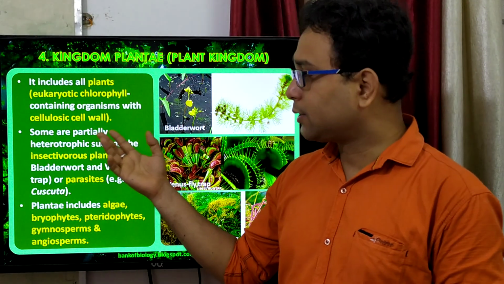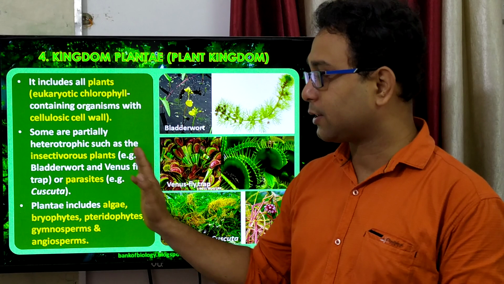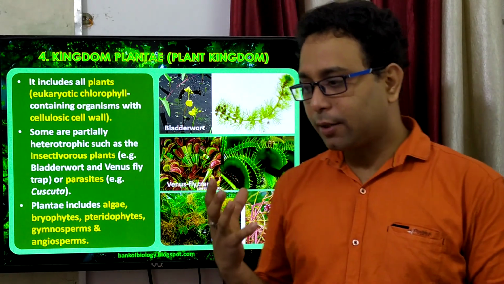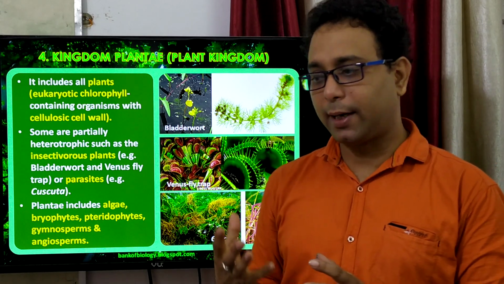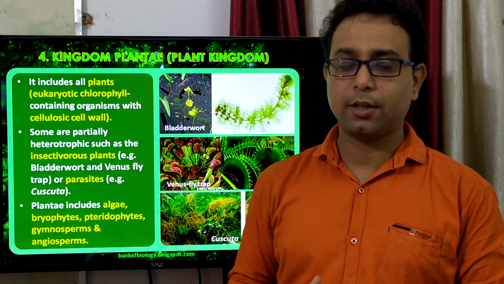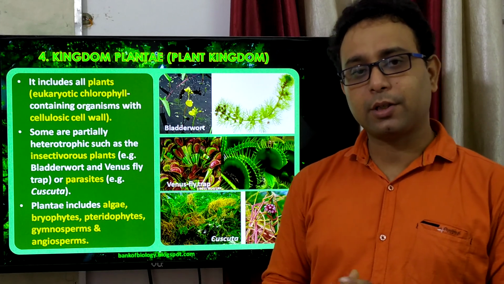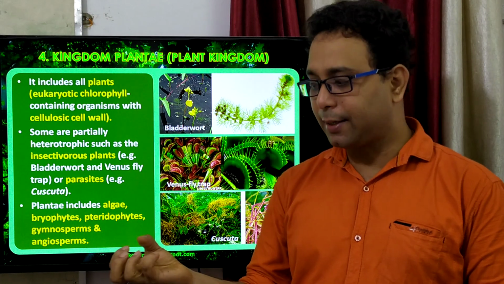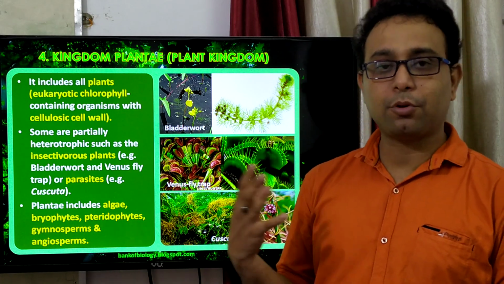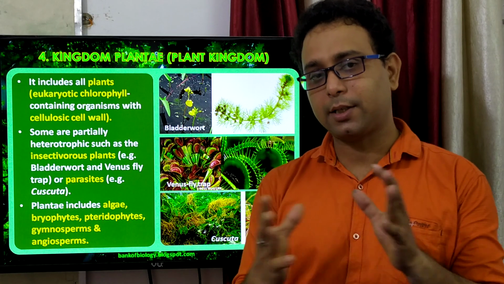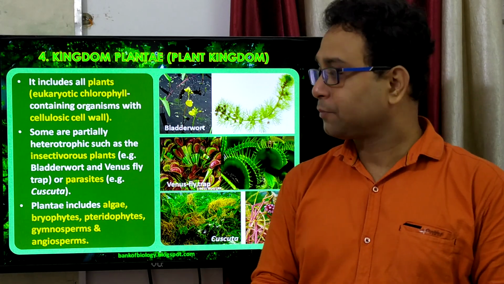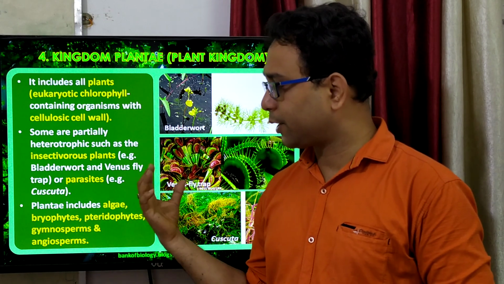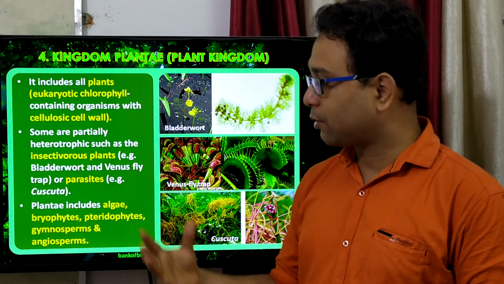Some are partially heterotrophic, such as insectivorous plants, because they are also autotrophic in nature, but they grow in soil where nitrogen is deficient. To fulfill the nitrogen deficiency, they trap and kill insects and take the nutrients, mainly proteinous or nitrogenous nutrients, from the degrading insect parts. The most common insectivorous plants are bladderworts and Venus flytraps.